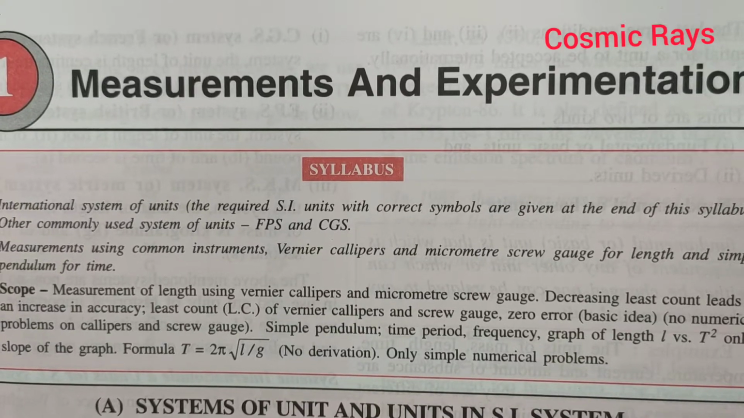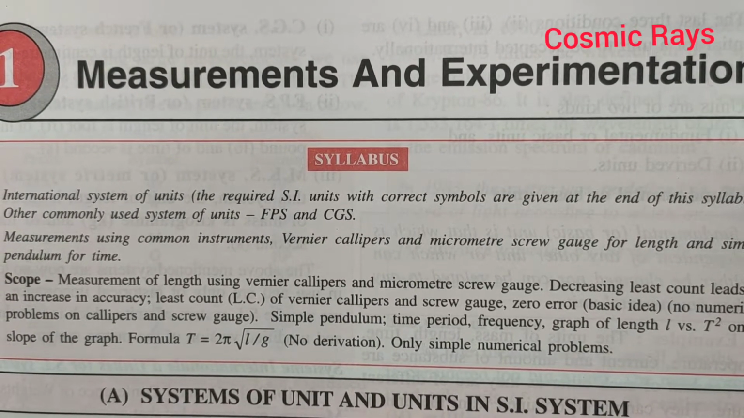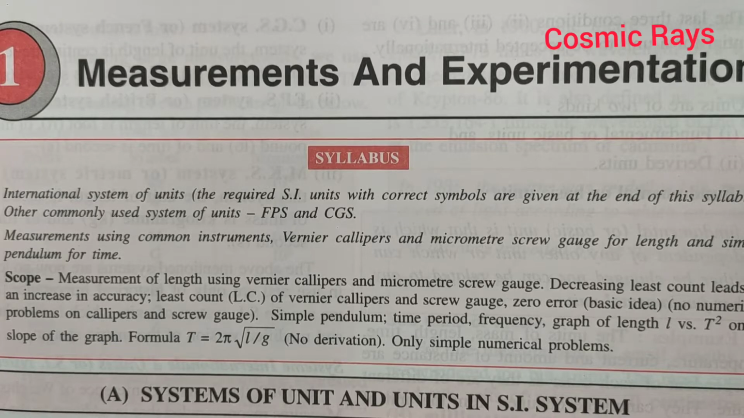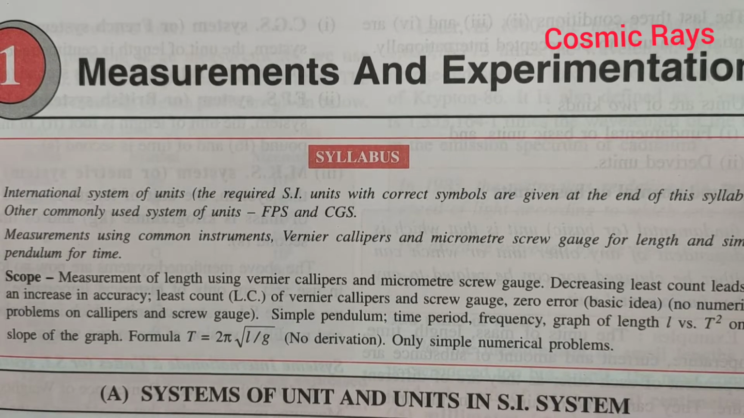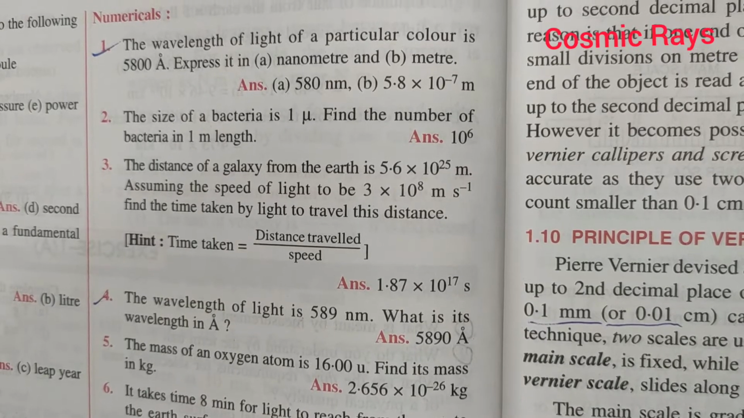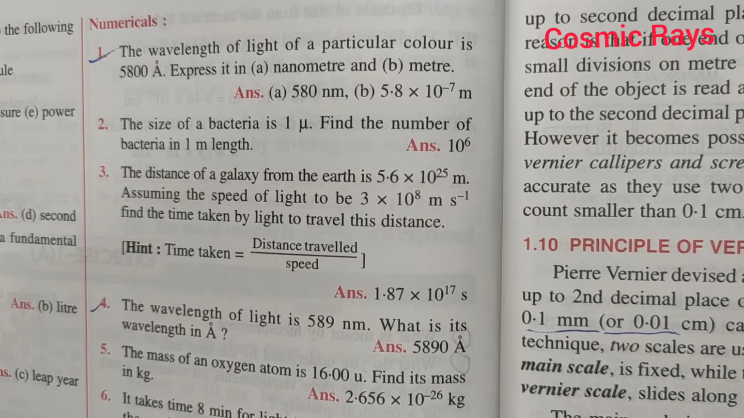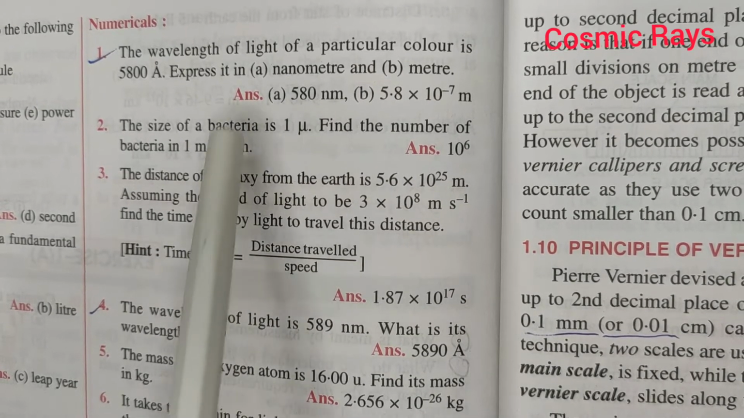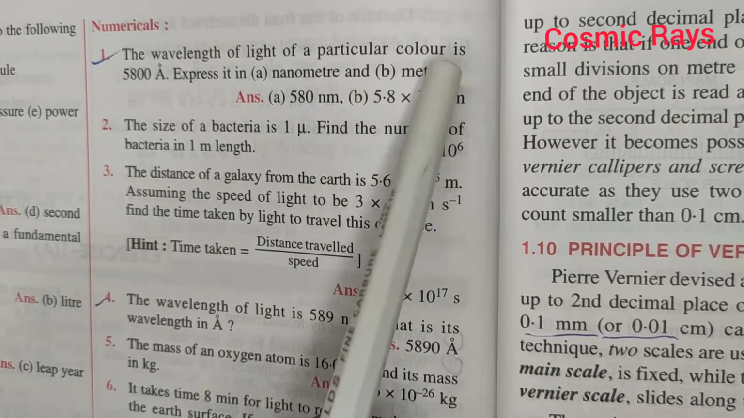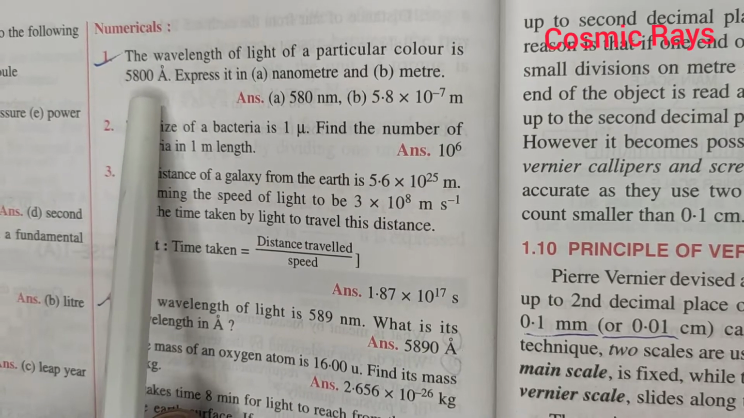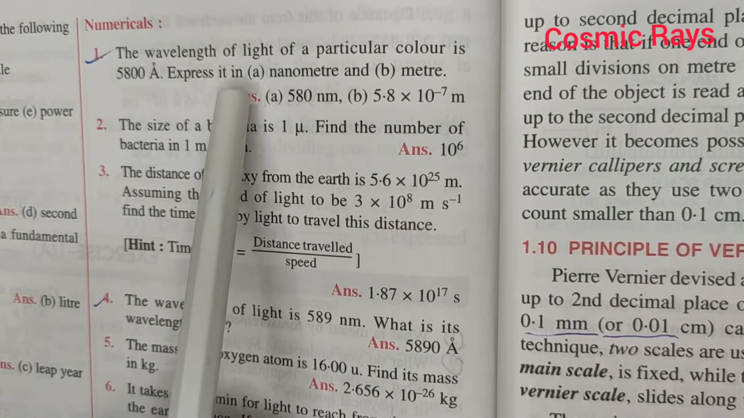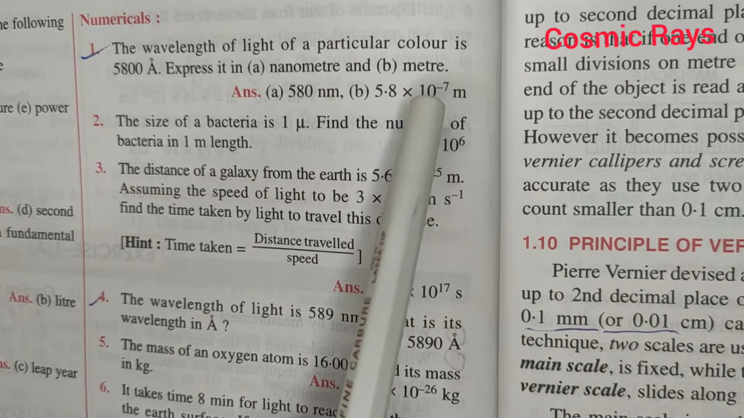Hello friends, in this AV we are going to solve the numericals of the first exercise of the very first chapter of class 9 physics, that is measurements and experimentation. So we come to the very first numerical of exercise 1A. The first question says the wavelength of light of a particular color is 5800 angstrom. Express it in nanometer and meter.